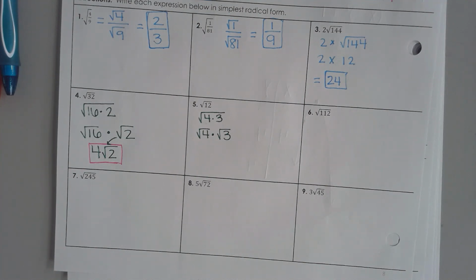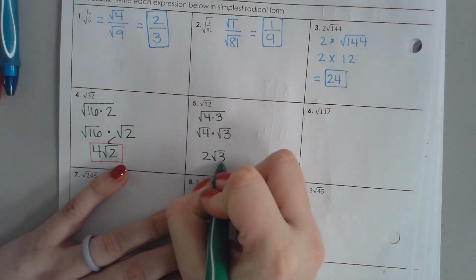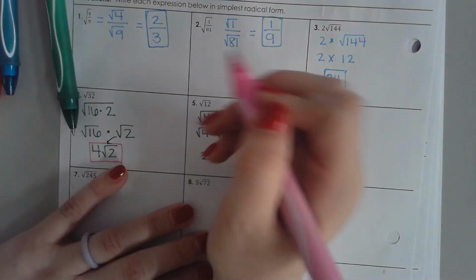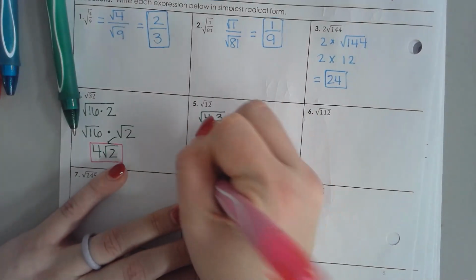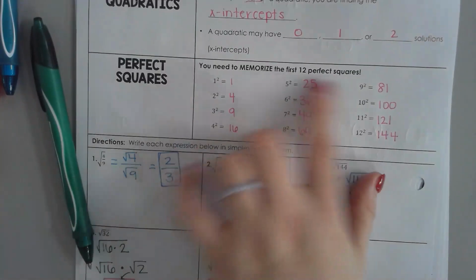And what is the square root of 4? 2. So 2 square root of 3. You shouldn't have to be typing in square root in your calculator because you've got all these numbers up here.